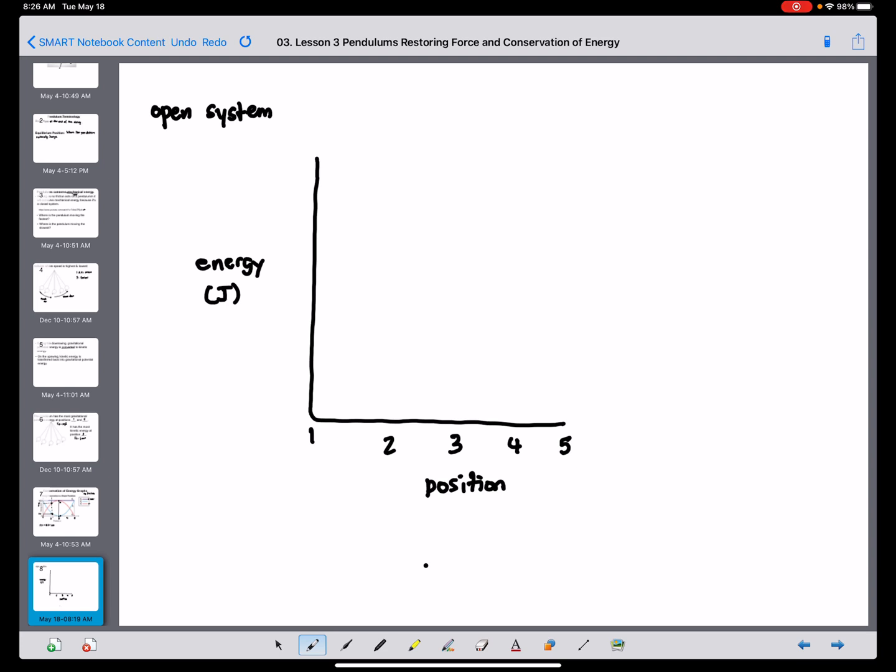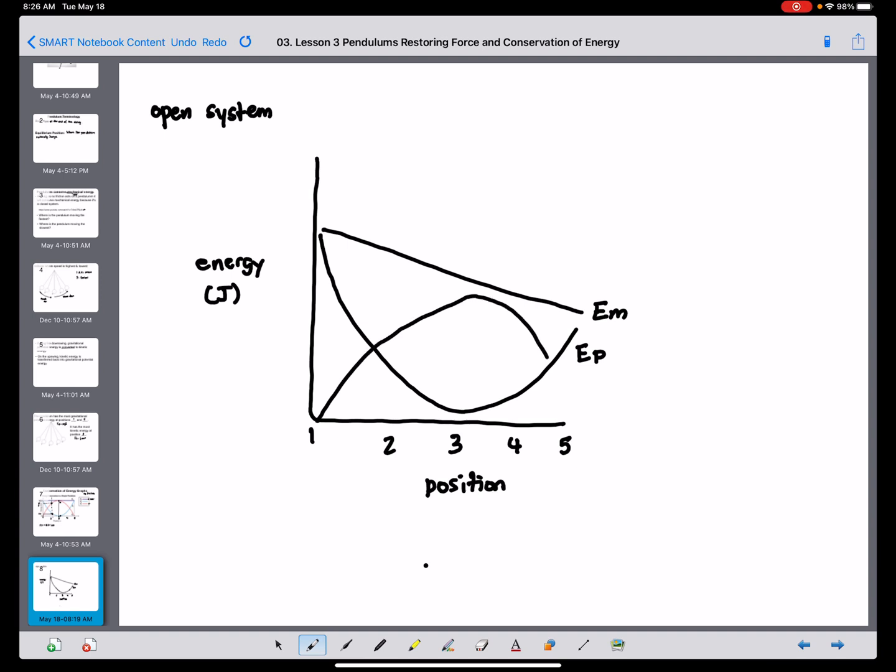This time, for the mechanical energy, as time passes, the mechanical energy is going to be decreasing. So this is the mechanical energy. So now we're saying that the system is losing energy as time passes. Okay, and then we're going to have our 2 other lines. So this is going to be potential energy that I just drew. And then something like that for kinetic energy.